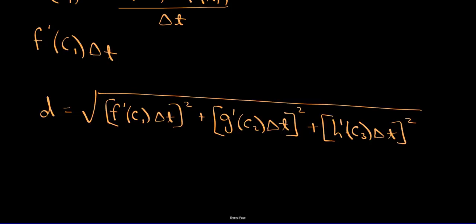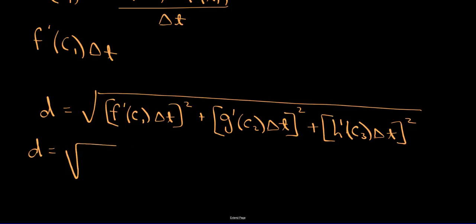Okay, now, of course, remember delta t is positive. So that means I know I can take the square root of delta t squared and just get delta t. I don't have to do the absolute value. So let's see what happens. If I factor out the delta t squared, here's what I get.